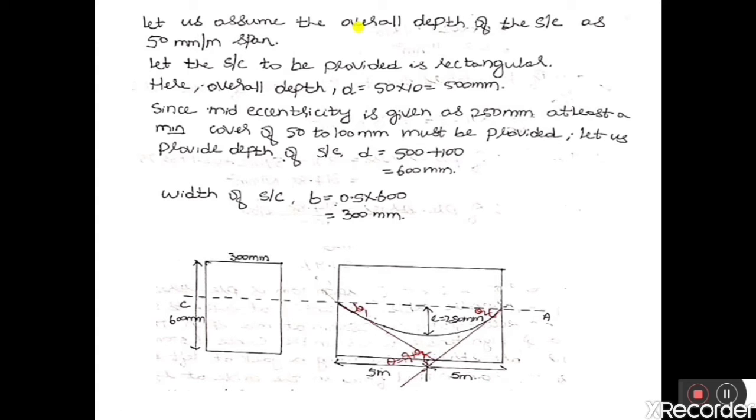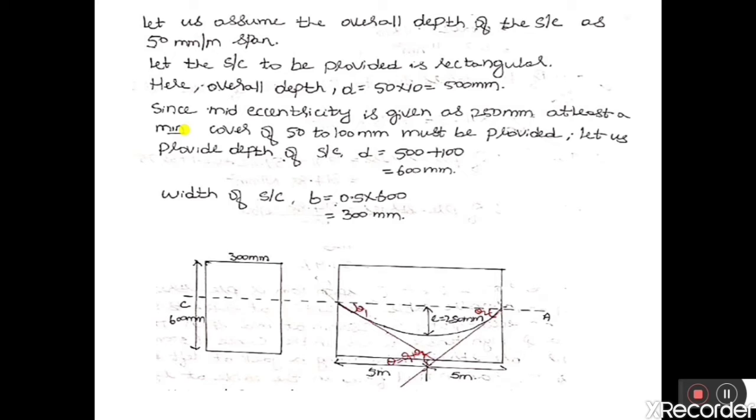Let us assume the overall depth of the cross section as 50 mm per meter of span. Let the section be provided as rectangular section. Therefore, overall depth D is equal to 50 into 10, where 10 is the span of the beam. Therefore, overall depth is equal to 500 millimeter. Since eccentricity is given as 250 mm at the midspan, we should provide a cover of at least 50 mm to 100 mm.